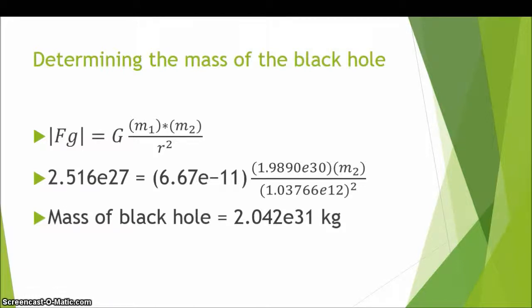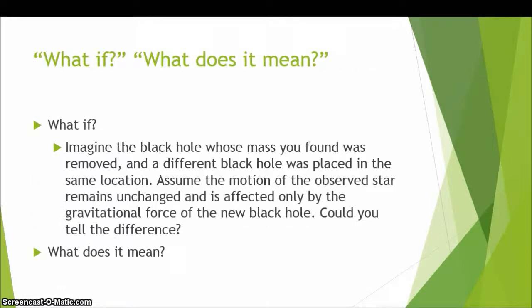And I found it rather interesting that the mass of the black hole was not that much larger than the mass of the star. Now you may want to ask questions such as what if and what does it mean? So let's imagine the black hole whose mass we found was removed, and a different black hole was placed in the same location. And let's assume the motion of the observed star remains unchanged and is affected only by the gravitational force of the new black hole. Would we be able to tell the difference? The answer is no, we would not be able to tell the difference.